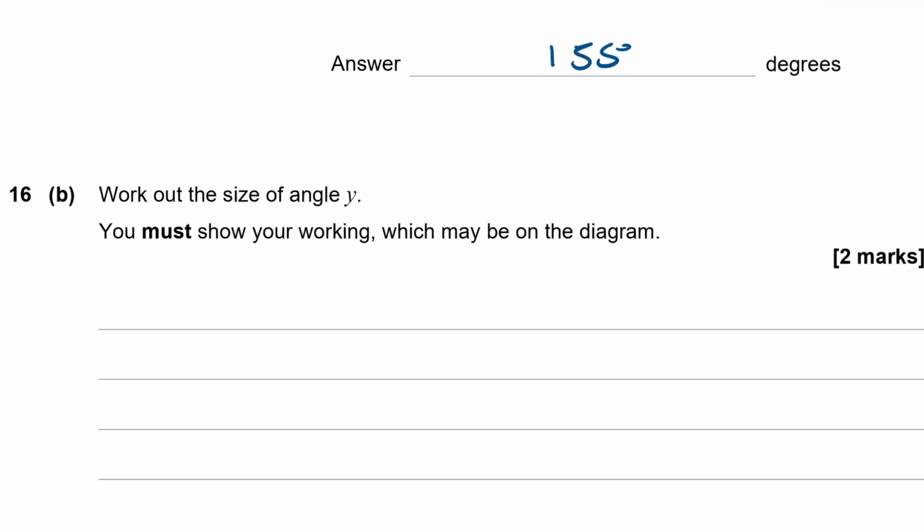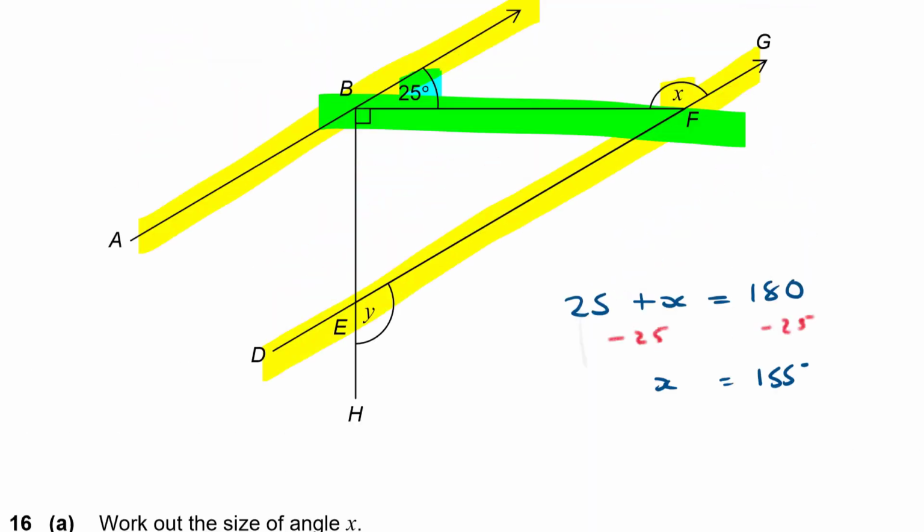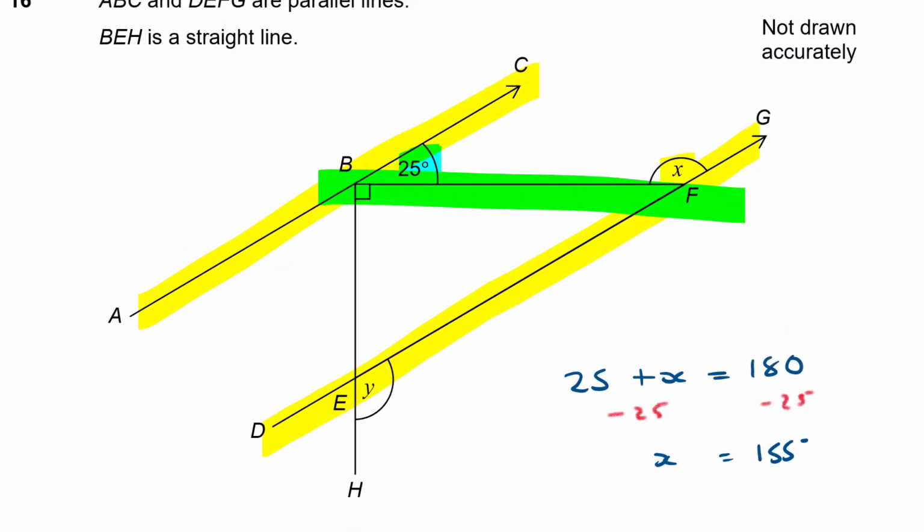And then B says work out the size of angle Y. You must show your working, which may be on the diagram. Well, it will be on the diagram because I always do that. Okay, so where's Y? It's down there. There's Y, look. We need to find that one.